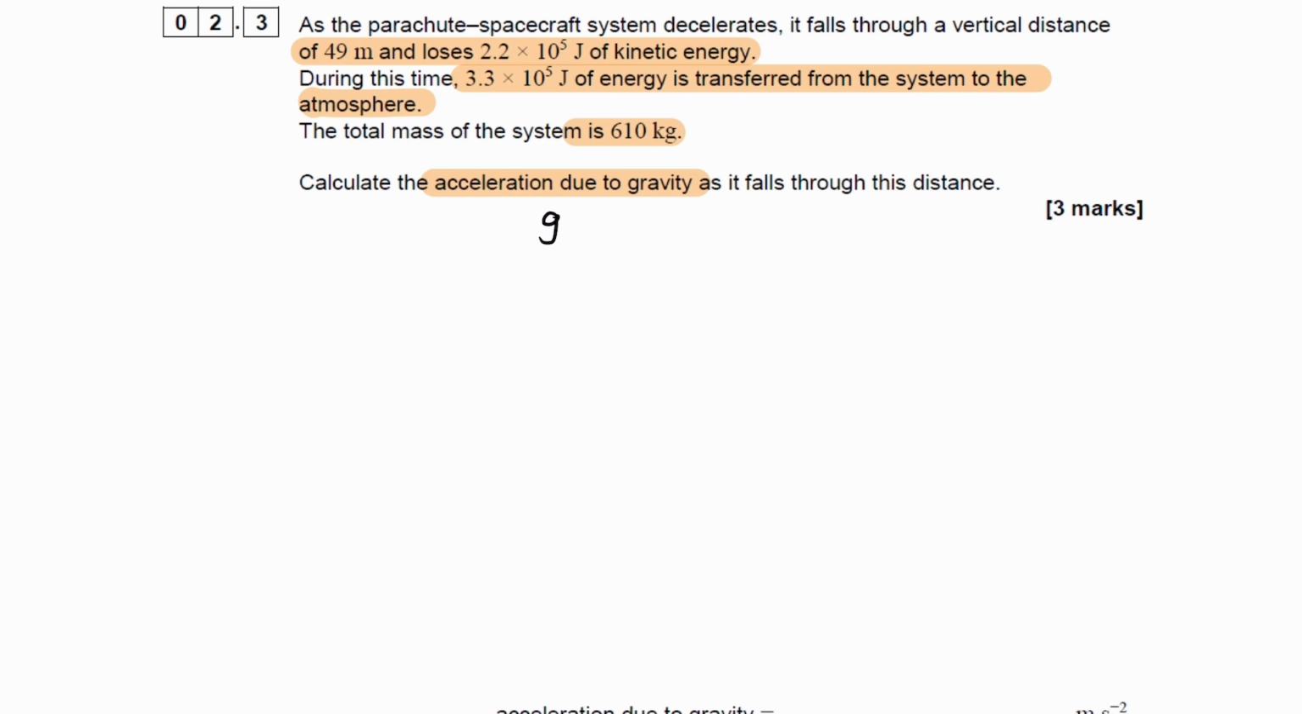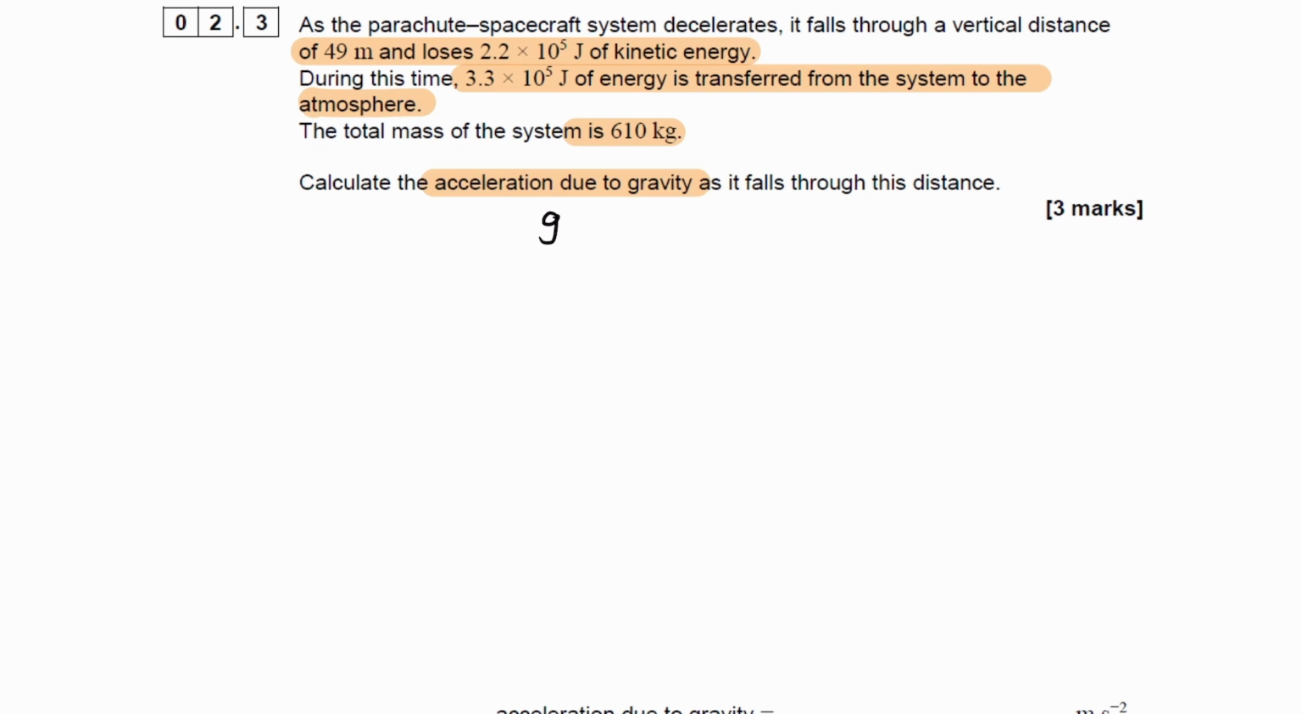We can work out the final speed from this, and we have a distance. We can work out what deceleration is from those quantities, but that's not what we're interested in. We're interested in working out what the acceleration due to gravity is. Now, the fact that we're given various different types of energies suggests to me that we're going to be considering energy conservation in this question.